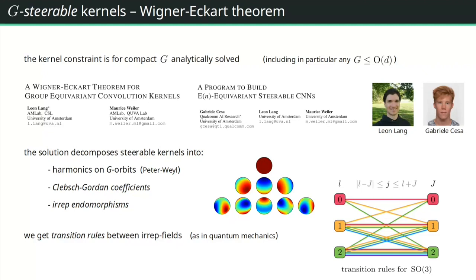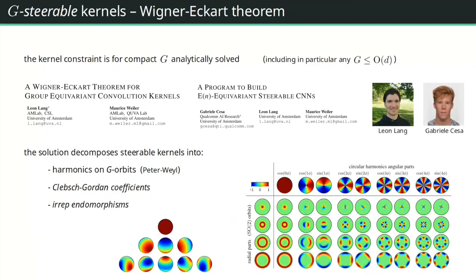So you're referring to the basis of the G-steerable kernel space? Yeah. Our theorem tells us how to build a basis from these harmonics and Clebsch-Gordan coefficients and so on. The harmonics are already an orthonormal basis on your space, which is a property you probably want to have. The Clebsch-Gordan coefficients are fixed, and then we have this irrep endomorphism space, and there we again use an orthonormal basis. So what we get out in the end is orthonormal.